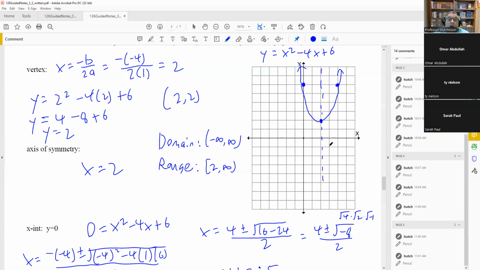Now, it's possible that the graph could cross at a decimal as well. So just because you're using the quadratic formula doesn't necessarily mean that you're going to get an i in your answer. You might get something like square root of 2 or square root of 7, where the graph crosses not at a whole number, but at a decimal. So that would happen too. But if the graph does not cross at all, then that's when you are going to get, for sure, the i's as part of your answer, imaginary numbers.